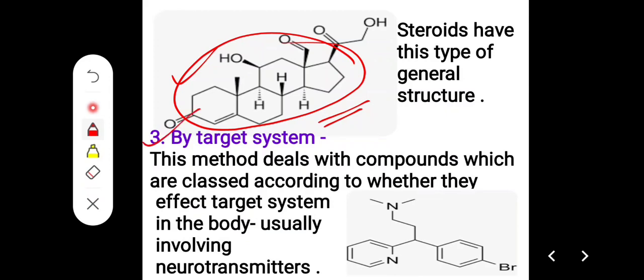Now we have to consider by target system. This method deals with compounds which are classed according to whether they affect a target system in the body, usually involving neurotransmitters. So classification can be done on the basis of which target system in the body is affected, involving neurotransmitters. On the basis of this we can classify drugs in various categories.